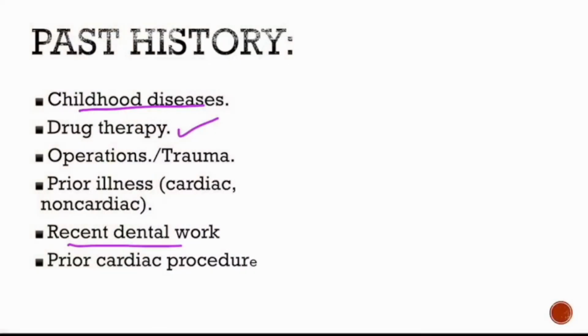Then coming to the past history. In a cardiac patient, you should ask about childhood diseases, because some of the diseases can be congenital heart disease. Always include the drug therapy in the past history, rather than saying the patient is taking treatment for hypertension. You mention which medicine and how much the dose is, because your aim is to treat the patient. Include prior illnesses, that is cardiac and non-cardiac diseases, any operations the patient has undergone, any trauma. Always include recent dental work. What is the importance of dental work? Because infective endocarditis can occur following a dental procedure. That is why you should ask about that also.